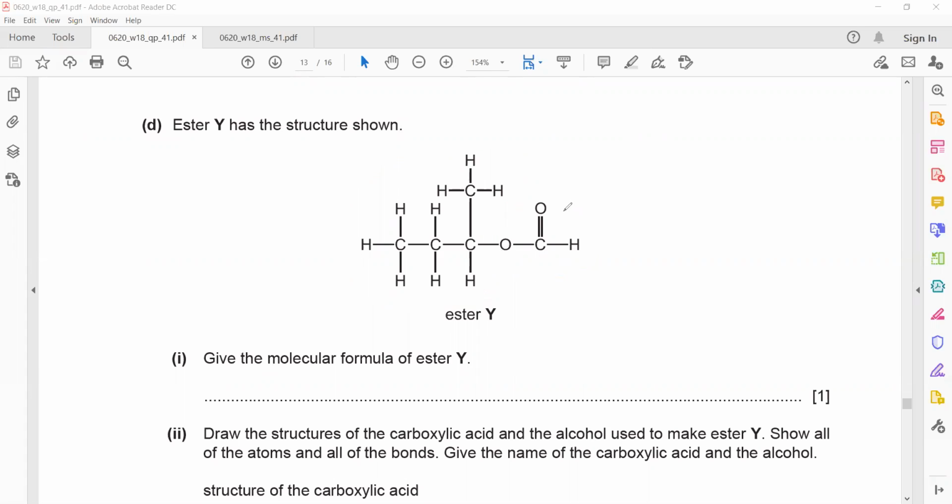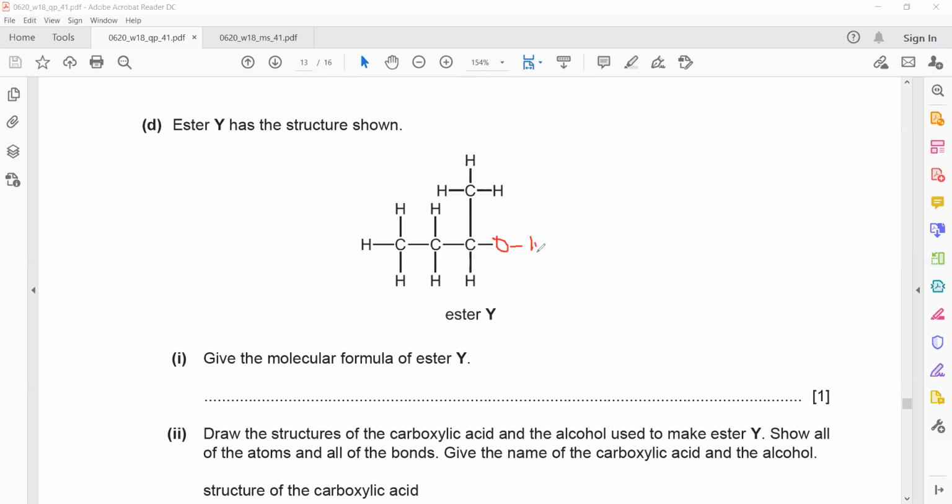So in the question they are asking, deduce the structure of the alcohol and carboxylic acid which react to form this ester. So how to deduce the structure? I have to break this structure into two parts. This is the part which is C double bonded with O. That part is coming from the carboxylic acid and the rest is coming from the alcohol. So this will be OH.